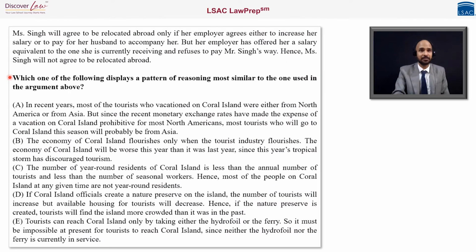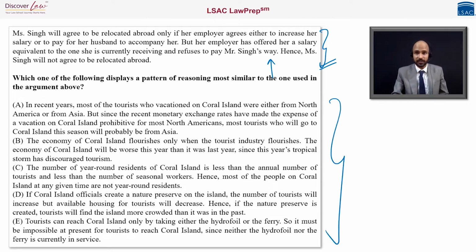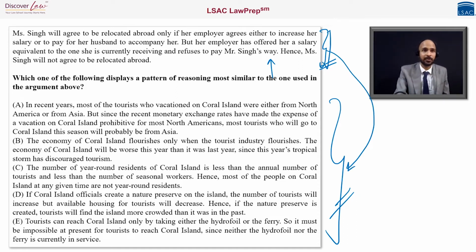Right, so the question statement reads, which one of the following displays a pattern of reasoning most similar to the one used in the argument above? So basically here above you have an argument, and this argument has a certain kind of pattern. Then you are to look at the options and see which of these shows the pattern similar to the one that you see in the argument above. It's an interesting type of question. Pause the video and try solving it yourself, and then we'll go for it together.